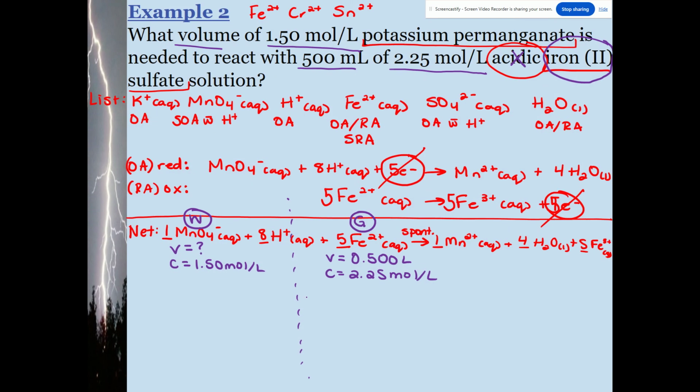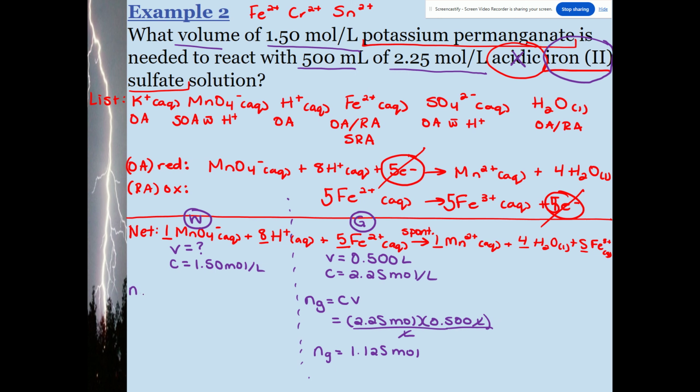Okay? So to find the moles of our given, we're going to use C times V. So our concentration is 2.25 moles per liter. And I'm going to multiply that by my volume, 0.500 liters. So my liters cancel and we're left with moles. So 2.25 times 0.5 is 1.125 moles as my moles given.